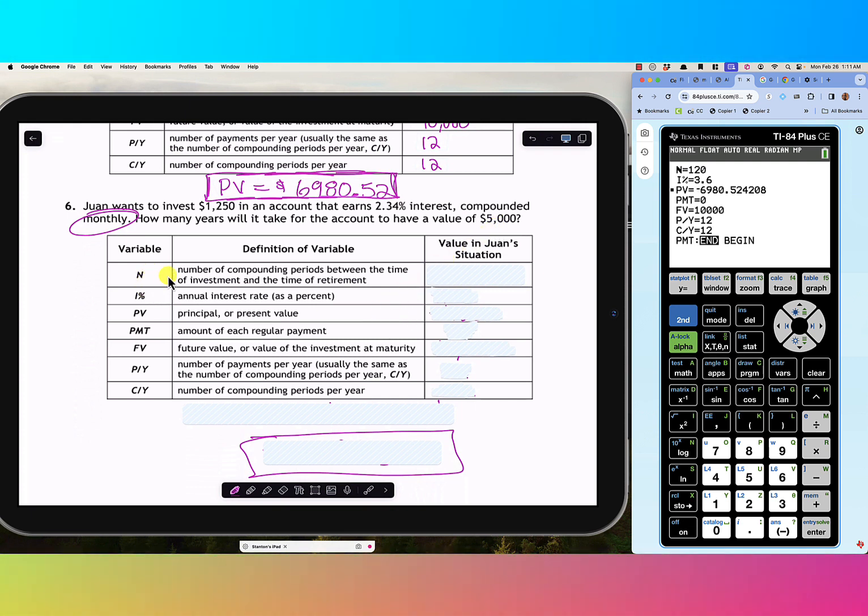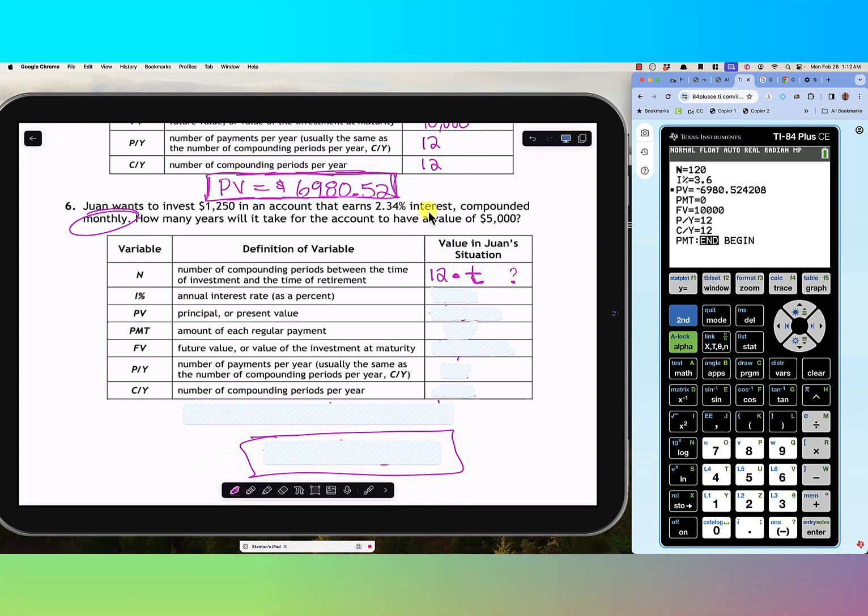The first line, n, is the number of compounding periods, so that's actually what's going to be a question mark here. The number of compounding periods, well, we know we're compounding monthly, so that's 12 times a year, times t, which is the number of years. That's what we don't know; that's what we're going to be solving for. So in our TVM calculator, we're actually going to put a 0 right here. We'll come back to that.